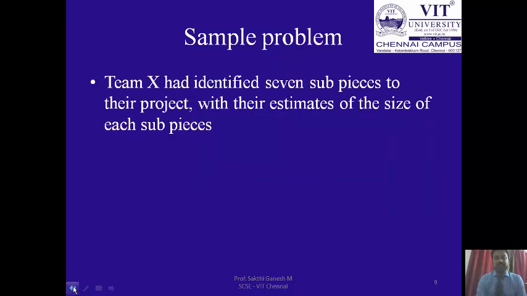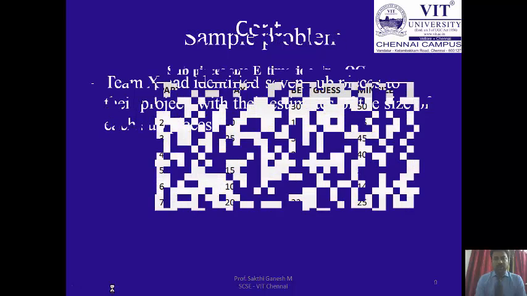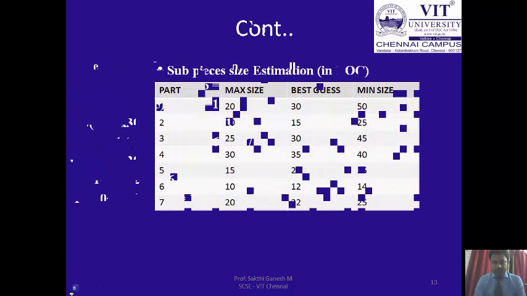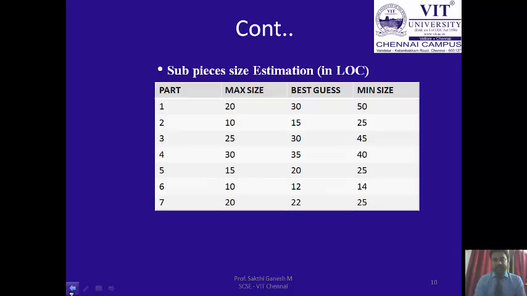So this is a sample example. Suppose Team X had identified 7 subpieces of their project with an estimate of the size of each subpiece. So we are divided into 7 parts, each with a max size, best guess, and min size. Part 1: max size is 20, best case is 30, and minimum size is 50.